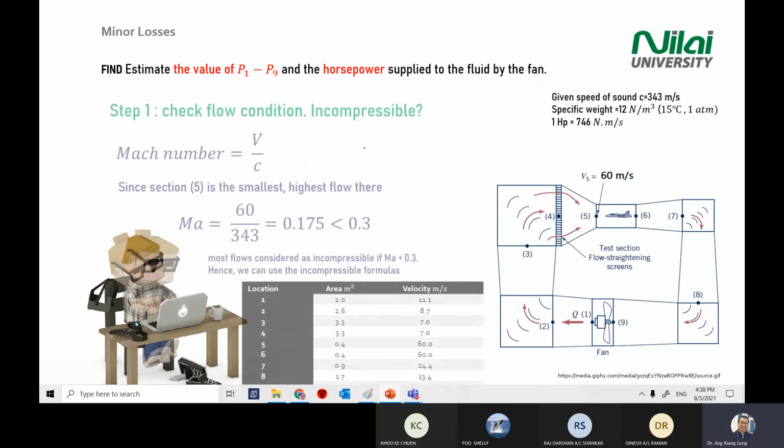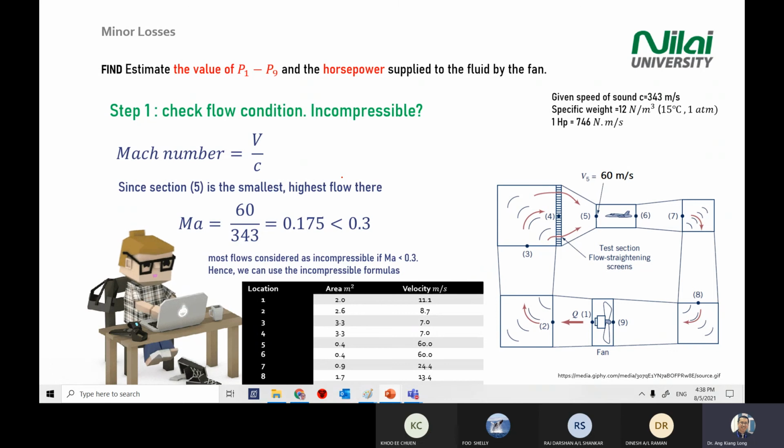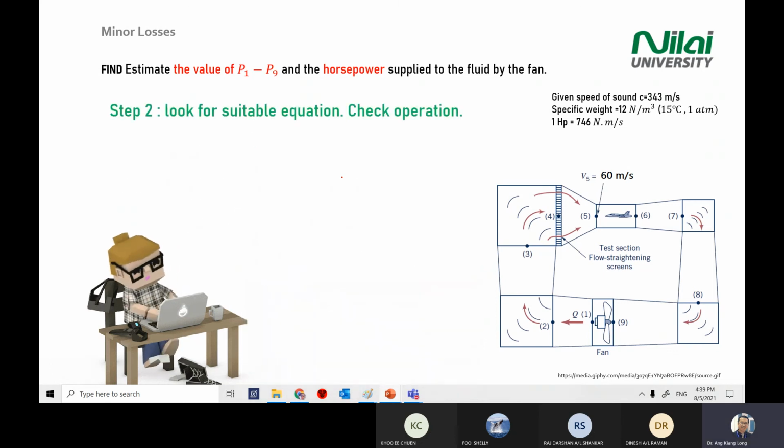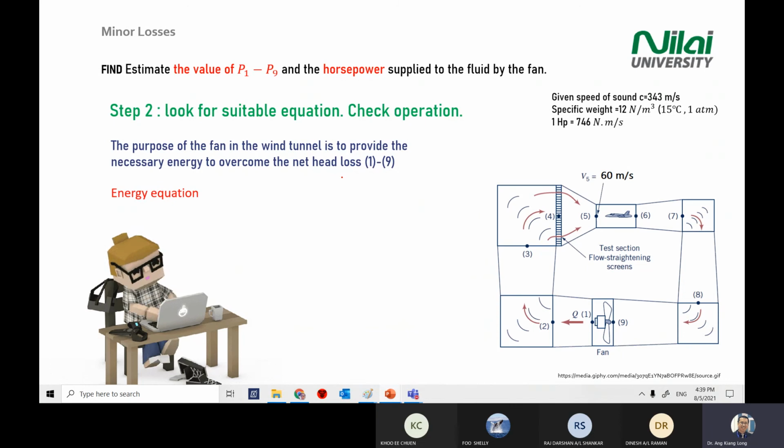Now we already proved that you can use the incompressible equation for our solution. Then we will use the energy equation. So this is the energy equation: P1 divided by rho g, the specific weight, plus V square divided by 2g plus Z, equal to the second point, plus the HL, the head loss. The energy equation is important. You can say this is also your Bernoulli equation. Bernoulli can be derived from the energy equation.